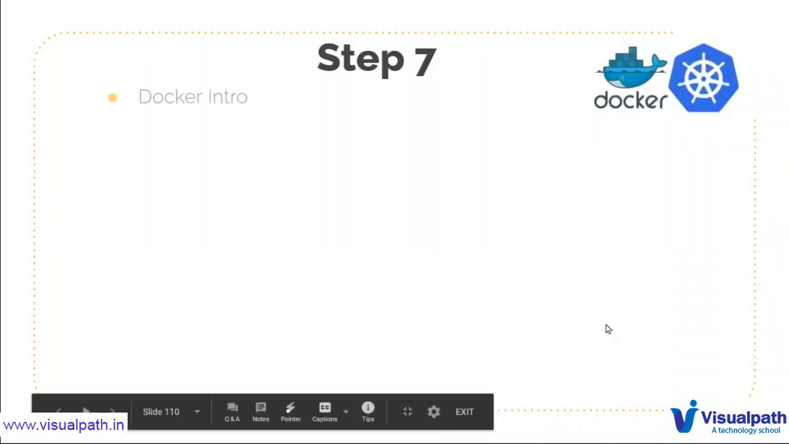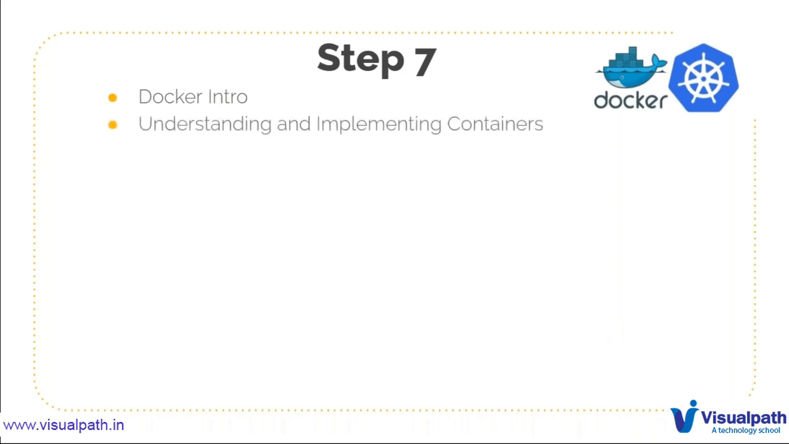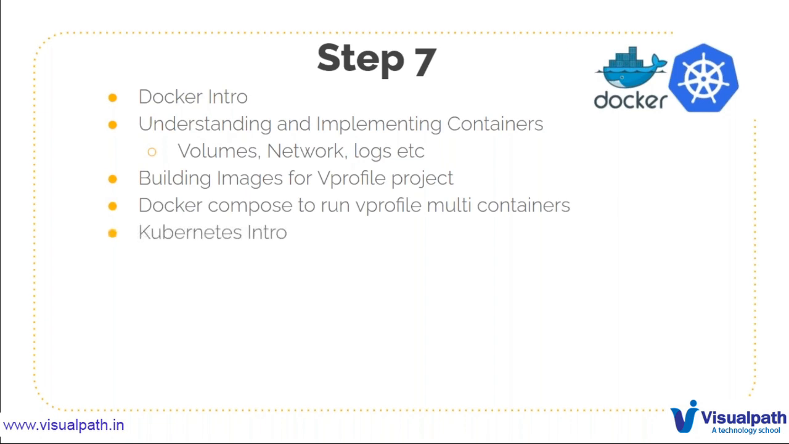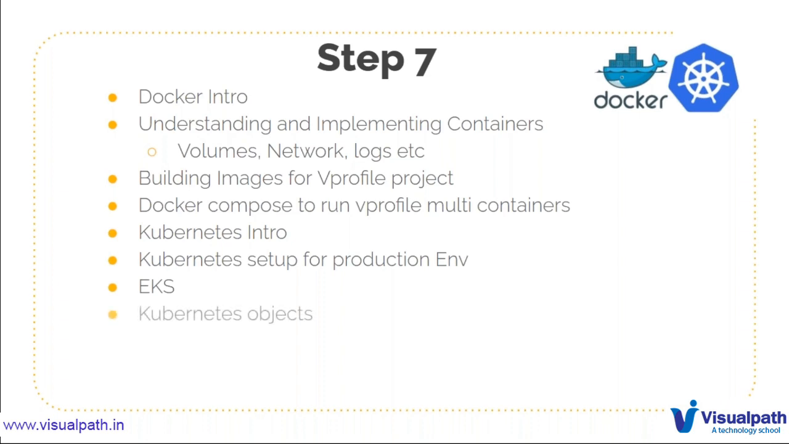Step seven is going to be on containerization. We're going to understand what is Docker, what are containers, and we'll be seeing different concepts in Docker: volume, network, logs, etc. And we'll be building Docker images for our vProfile project, which is called containerization. Docker Compose, and then we're going to start with Kubernetes. We'll see how you can set up Kubernetes for a production environment. We'll be seeing the EKS service.